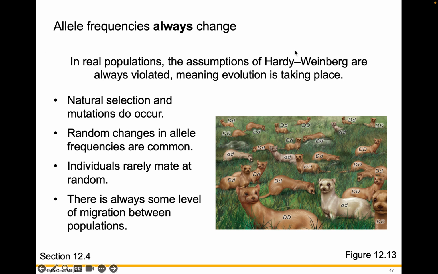All right, so in real populations, the assumptions of Hardy-Weinberg are always violated, meaning evolution is always taking place. Natural selection and mutations do occur. There are random changes in allele frequencies, and it's actually pretty common. Individuals rarely mate at random. There's usually some type of mate choice. And there's always some level of migration between populations.